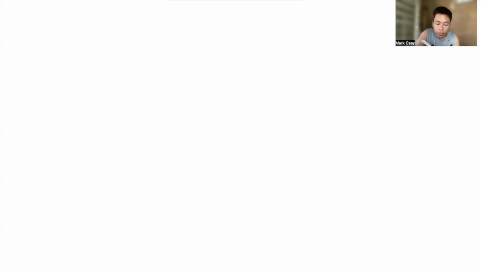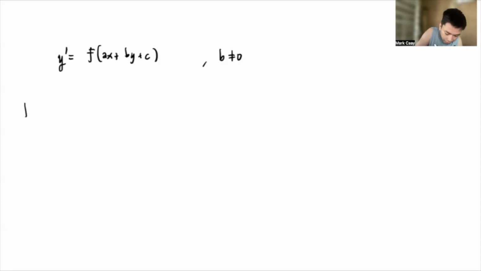Okay, so let's start with a nonlinear equation. Let's say y prime is equal to f of ax plus by plus c, and in this case, b is not 0. Your f of v here is a continuous function of the variable v. And then your a, b, and c are some constants.